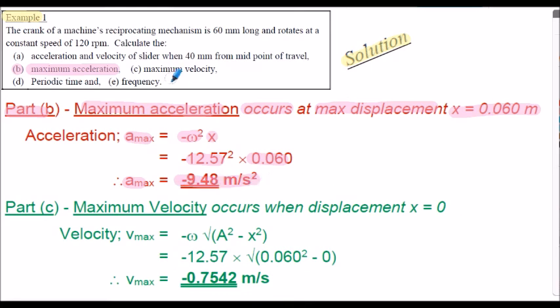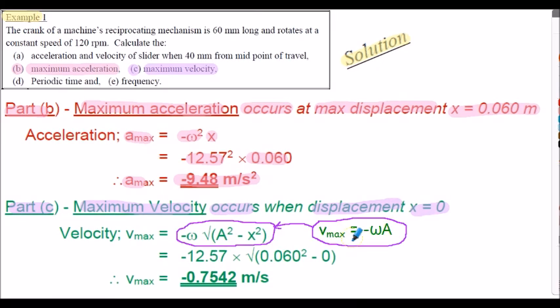And part C wants us to calculate the maximum velocity. And the maximum velocity would occur when the displacement is 0, in other words at the mid position, so x is equal to 0 in this case. Thus in this case, V max is equal to negative omega A.